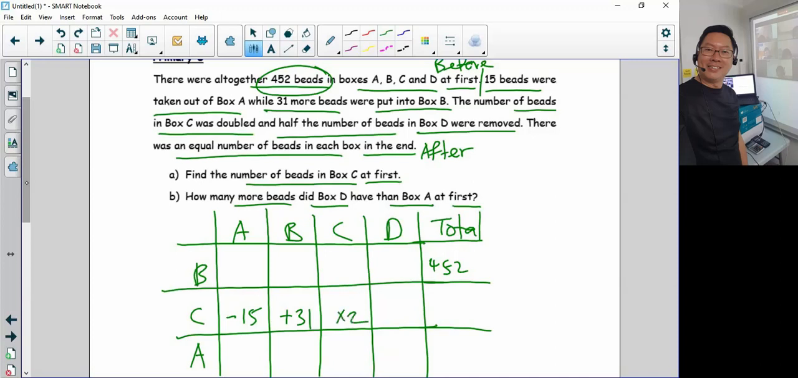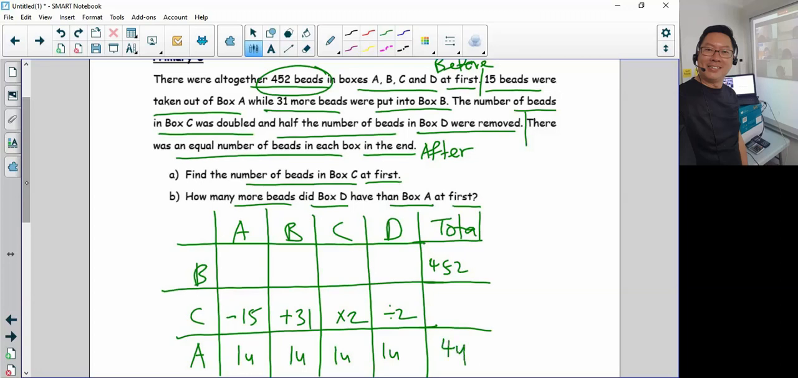And half the bits in box D were removed. So you must have chopped into half or divided by half. So divide by 2, right? So no solving, just put numbers inside. And then in the end, there were an equal number of bits in each box. So 1 unit, 1 unit, 1 unit, everyone has equal. And the total in the end is 4 units.